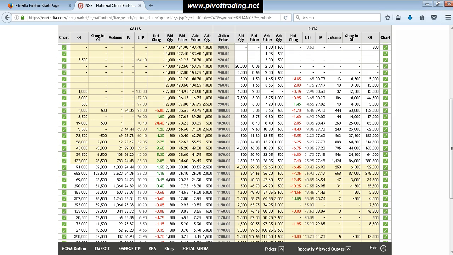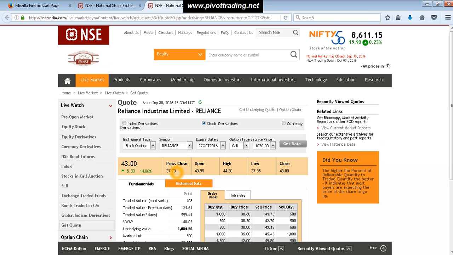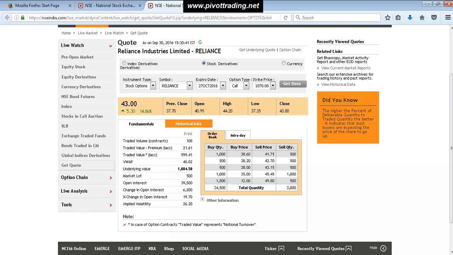The option premium is the LTP part. This is called the option premium, the values which you see in the LTP. So since the current Reliance price is 1084, all the strike prices which are less than 1084, they are in the money calls and out of the money puts. Similarly, all the strike prices that are higher than the current price, they are out of the money calls and in the money puts. If you click here, you will be taken to a new page where specific details about only this particular contract are mentioned.